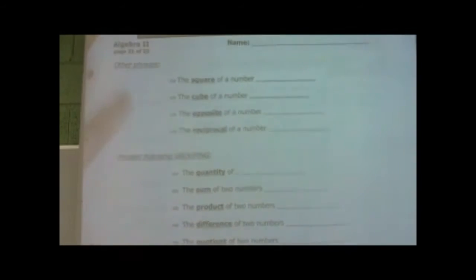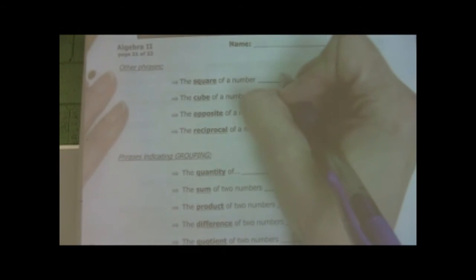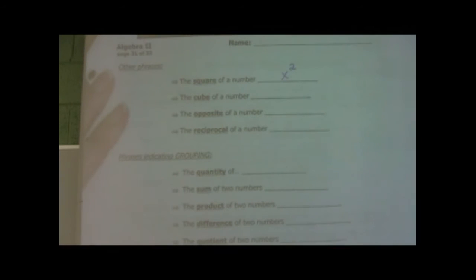Let's flip the page here for a second. We're going to talk about some other words that mean things in math. The square of a number, you will hear me say the word squared all the time. The square of a number is the exponent of 2. So the square of a number is x squared. The cube of a number, you'll hear me say this as well, is x to the 3rd power. The opposite of a number means that same number, but instead of positive, negative. So this is negative x.